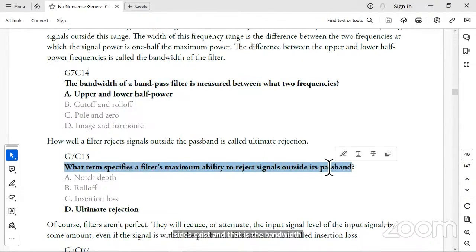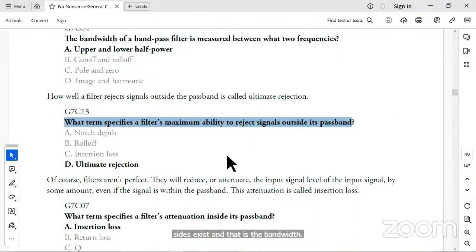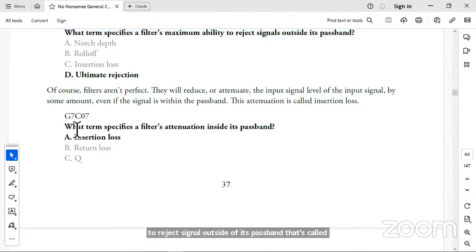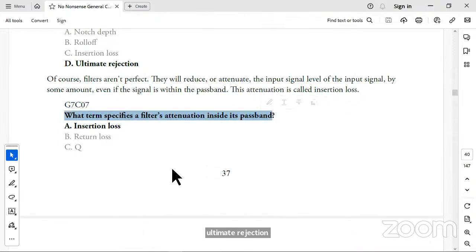What term specifies a filter's maximum ability to reject signals outside the pass band? So we did say that once you have a filter and you have the pass band, you have the reject section, there's a term that is used to determine that filter's property. It's also a quality of the filter. The maximum ability to reject signal outside of its pass band, that's called ultimate rejection. Next question in the question pool.